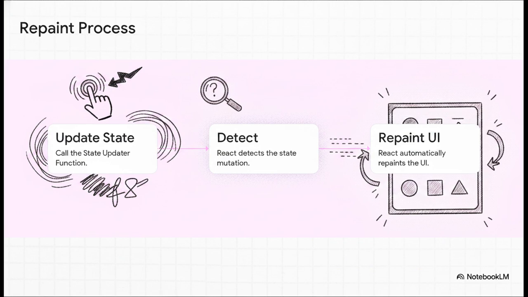Step 1, a user clicks a button, triggering the state updater function. Step 2, React instantly detects that mutation. Step 3, React automatically recalculates and repaints that specific component's UI to reflect the new data. You literally never tell React how to update the UI. You just change the state data, and React handles the entire repaint process for you, automatically.